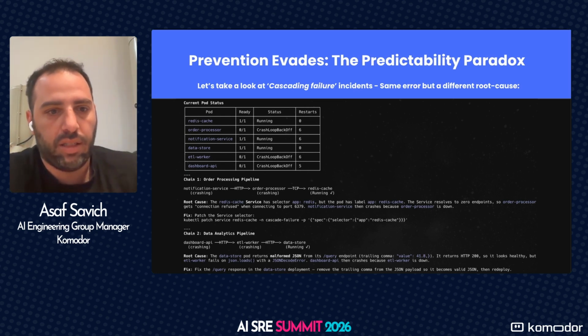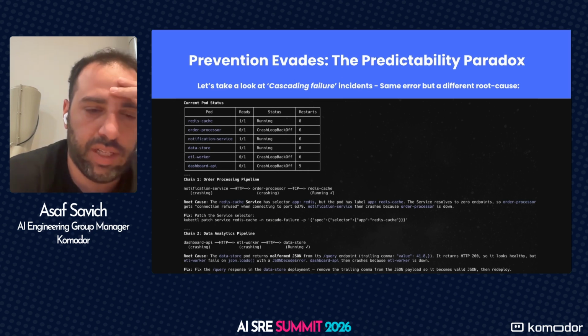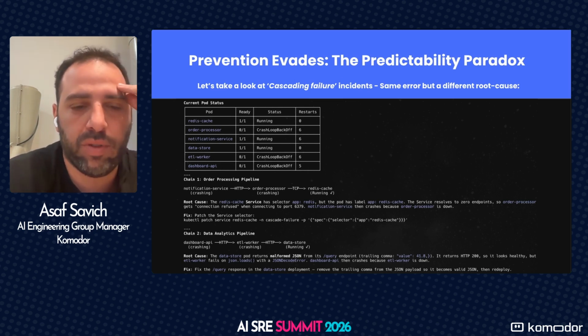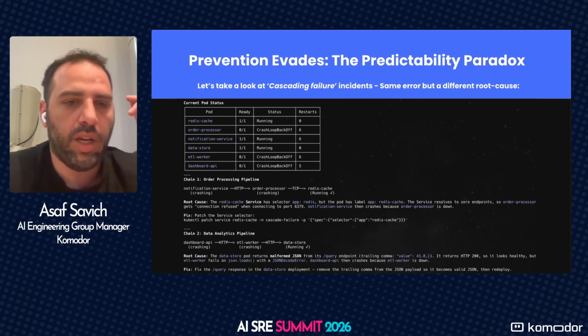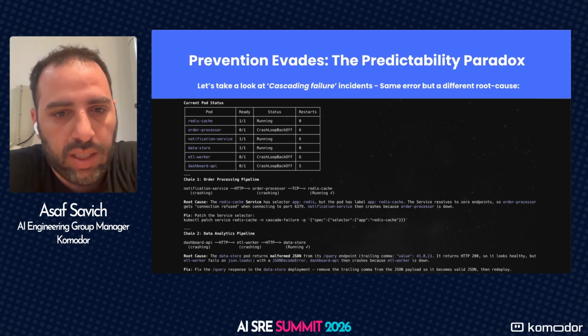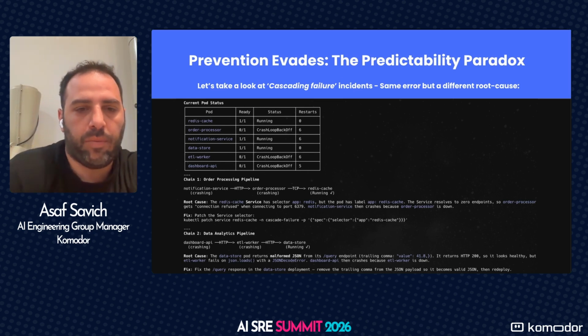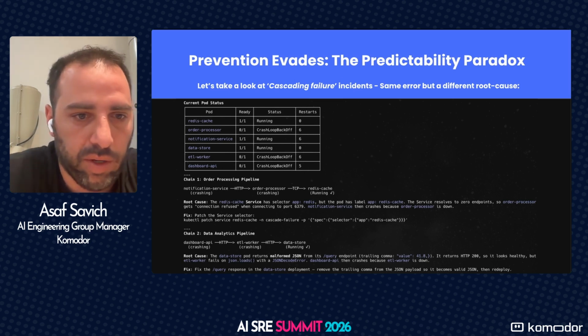So let's take the first chain. We have a notification service that calls by HTTP to an order processor. The notification service is crashing, it calls an order processor, which is crashing as well, which calls by TCP to a Redis cache, which is running properly. So let's try to understand what is going on.